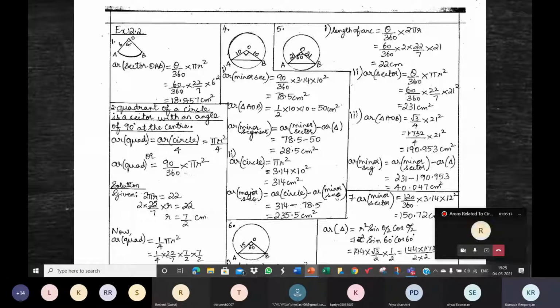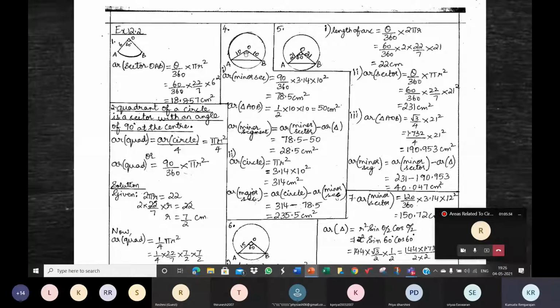All right. So the fourth question is a chord of a circle. See the chord here. AB is the chord. A chord of a circle subtends a right angle at the center. So it makes a right angle. So see here, 90 degrees.